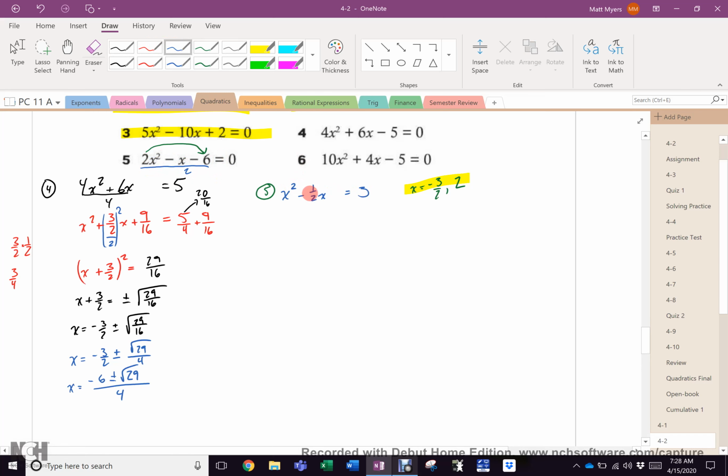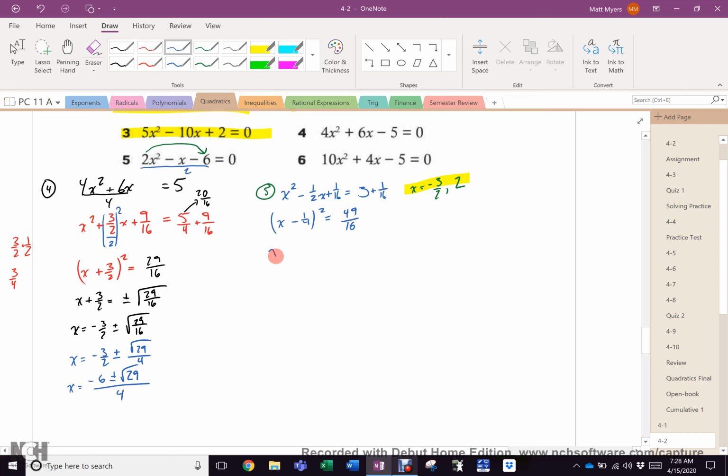Half of that is 1/4. 1/4 squared is 1/16. So I'm going to add 1/16 to this side. Cool, cool. So now I have x minus 1/4 squared equals, now I'm going to do this as 49/16. 16 times 3 is 48 and 1 is 49.